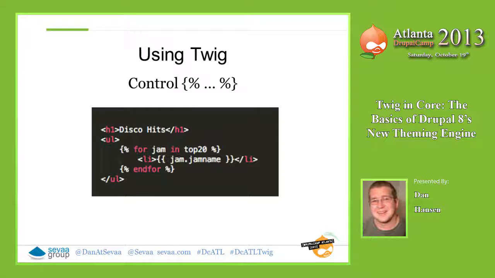If you're not used to coding, which if you use a PHP template you should be a little bit, it's going to be a little bit different, and you're going to have a few more options available to you. But if you have been coding in the past and using PHP, then a lot of these structures will look very familiar and probably a little bit more readable. For jam in top 20 disco hits, you can print out the jam name, and then end the for loop, and that's how you get a list.